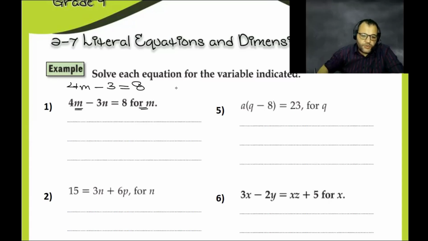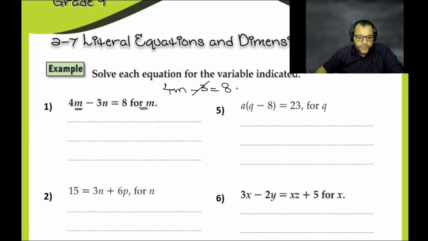Suppose the equation is 4m minus 3 equals 8. How can I solve this one? We move the 3, so it becomes positive 3. So 4m equals 11. Then divide by 4, so m equals 11 over 4.